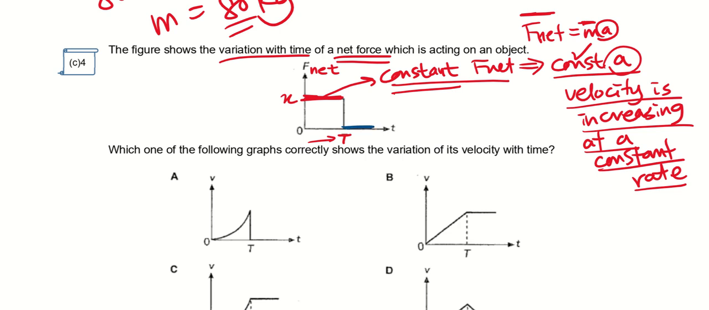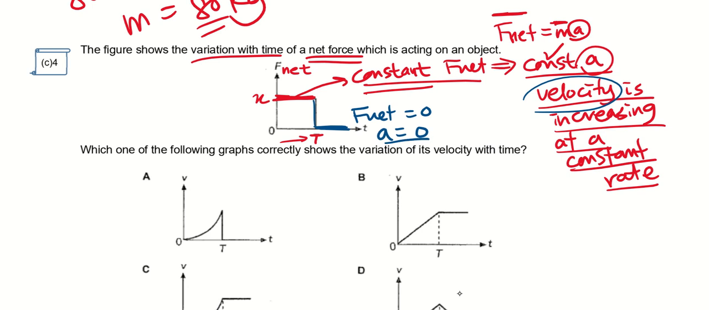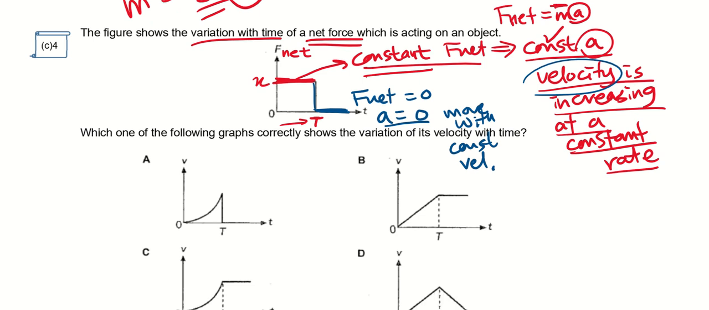Then after time t, we see that the Fnet is 0. Suddenly it dropped down to 0. What do you think of when we say that Fnet is 0? That means acceleration is 0. So there are two cases. Is the body moving or is the body stationary? Before that, the body was actually moving. There is a velocity. So therefore, after this, even though the acceleration is 0, it will move with constant velocity. I hope you still remember your kinematics concept.